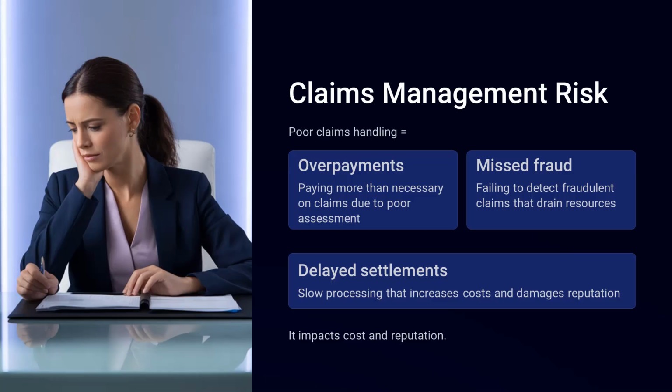Claims management risk. You can underwrite well and reserve perfectly, but still lose money through poor claims management. This includes fraud, inefficient or manual workflows, overpayments, and delays that escalate legal costs. Strong triage processes, experienced adjusters, and automated fraud checks are critical to protect the claims function.